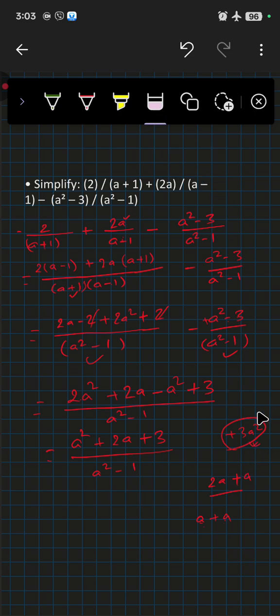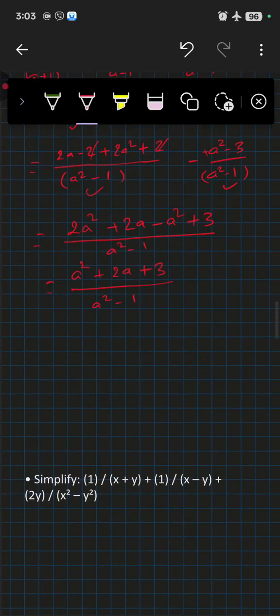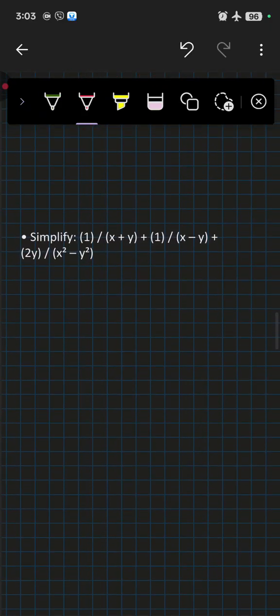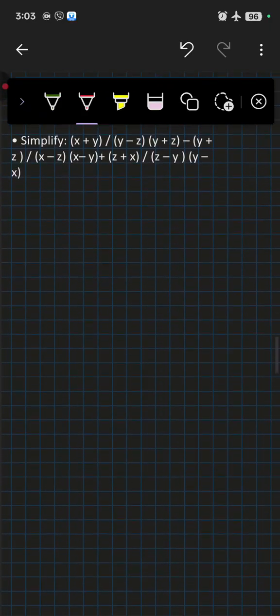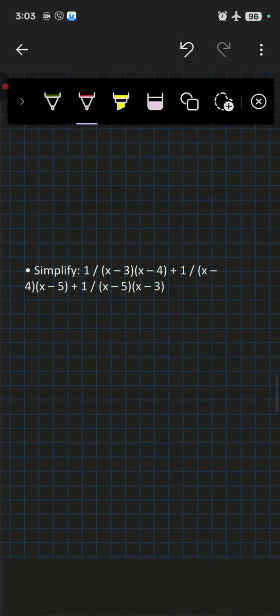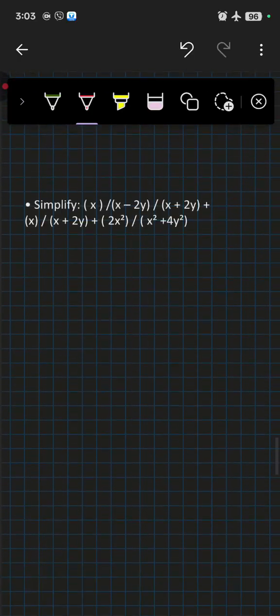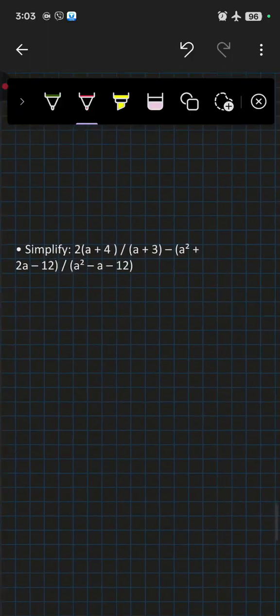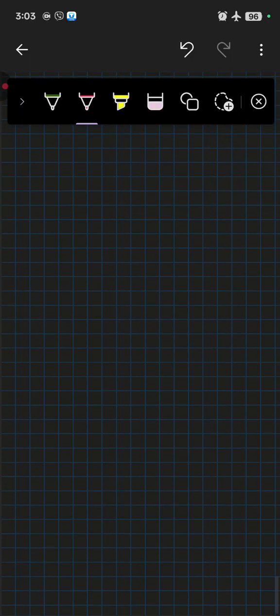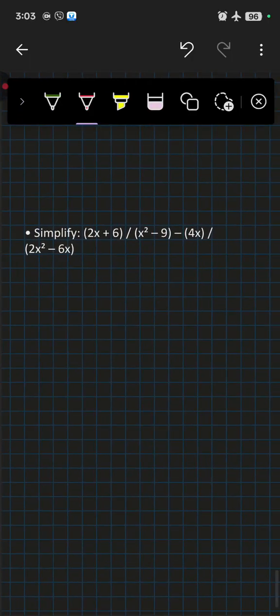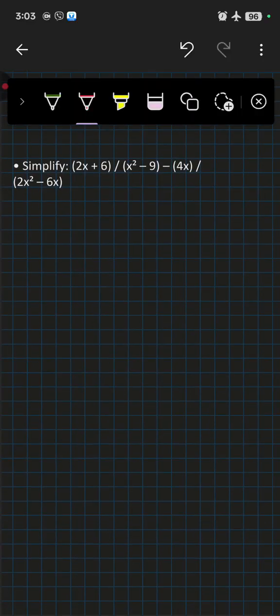So this is going to be the answer. We cannot do further. A square plus 2a plus 3 by a square minus 1 is going to be the final answer. Okay, let me skip one or two questions and let me go down, and then I'll start explaining from the last question now, so that I can touch everything in this question. Okay, so here comes the last question. From the last I'm going to solve now.